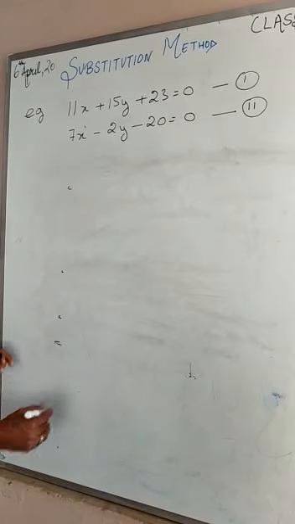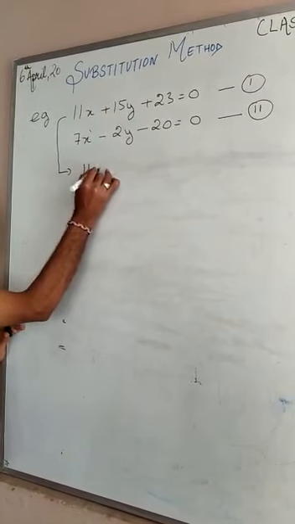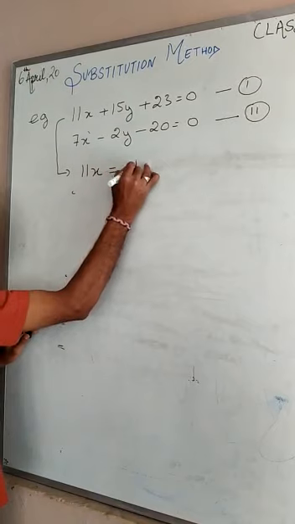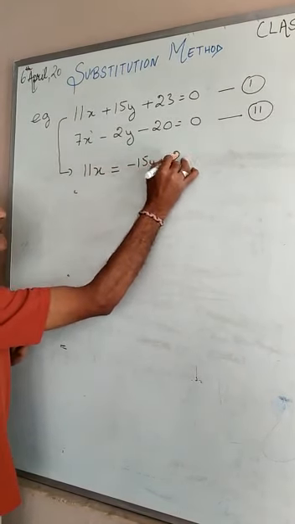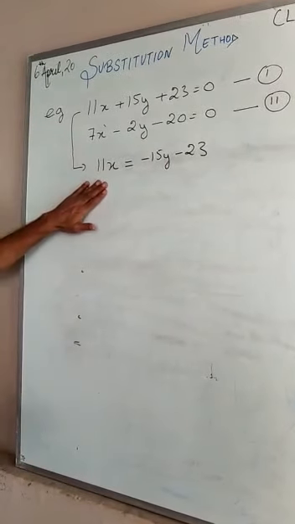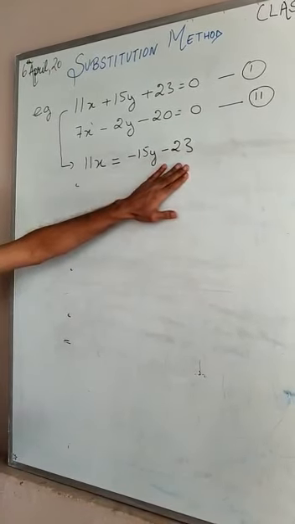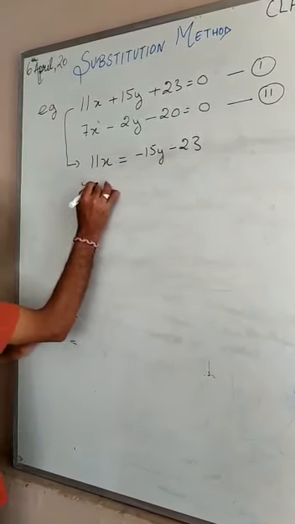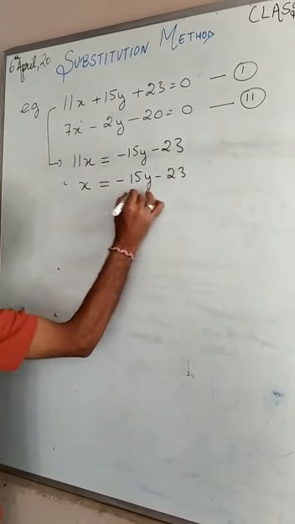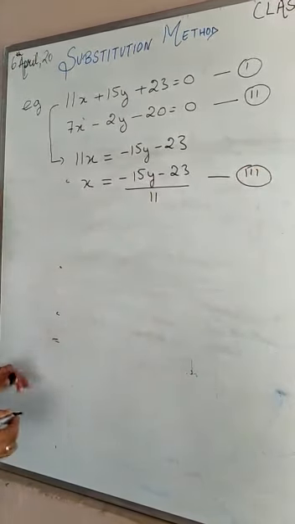Now, pick the first equation and keep 11x on one side and send the rest of the terms to the other side. That is, since it is substitution of x, I have held x on one side and I have sent the term of y and the constant term to the other side of the equal to sign. From here I get x is equal to minus 15y minus 23 upon 11. Let us mark it as equation number 3.